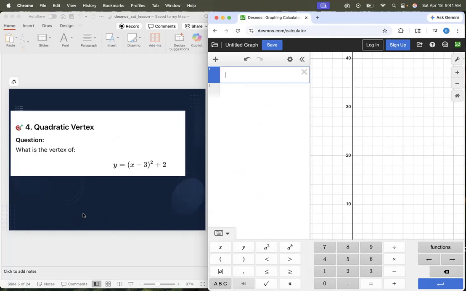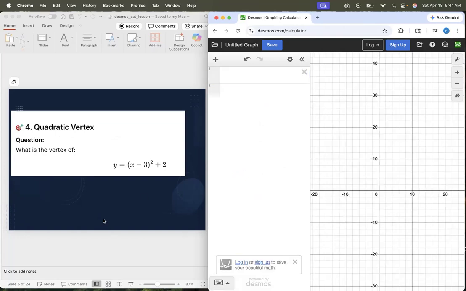The fourth is the vertex of a quadratic. It's because they like asking this, and you can trap a lot of students. What is the vertex of this equation? You've already been given the equation in vertex form. You can just look at it and then find the vertex.